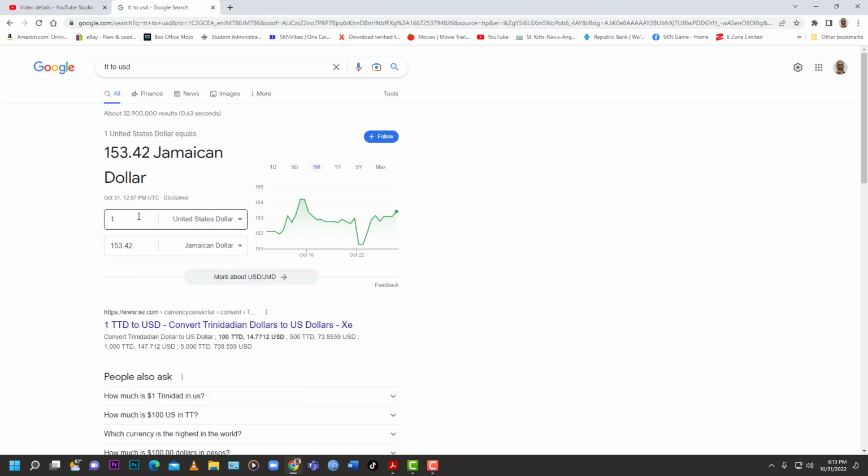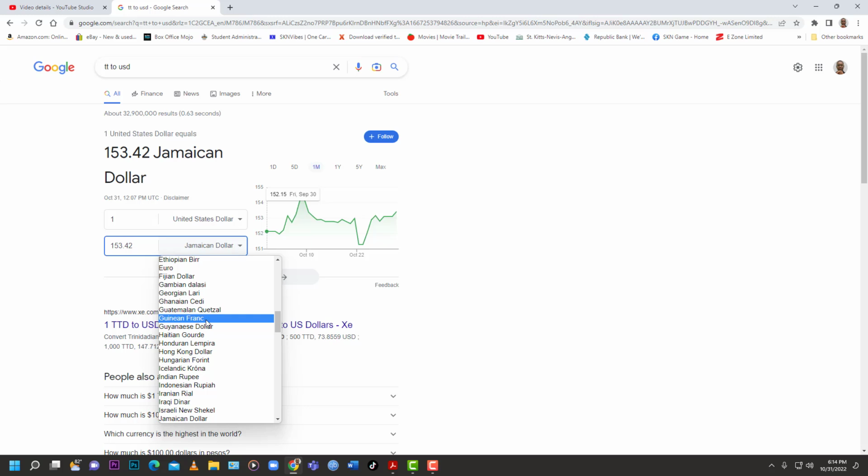So 1 United States dollar is worth 153 Jamaican dollars. But look at this graph here, right? It's going up, down, up, down. At one point it was 151. At one point it was 154. It's going up, going down. So you realize it doesn't stay the same. This exchange rate doesn't stay the same, and we're going to tell you why shortly.